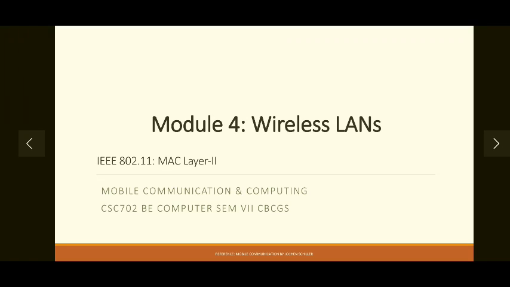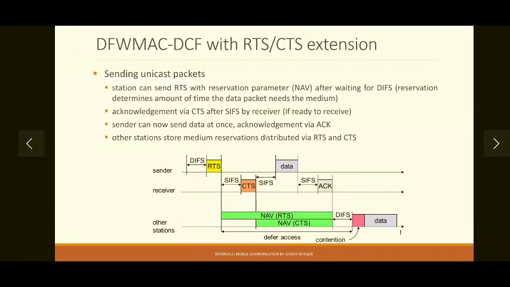Hello everyone. Now in this video we will continue with the explanation of MAC layer. In the last video we have seen the first mechanism implemented in the MAC layer of WLAN, that was DFWMAC-DCF with CSMA-CA. Now in this video we will see the remaining two MAC layer mechanisms which are implemented in the wireless LANs. Okay, so the second mechanism is known as DFWMAC-DCF with RTS or CTS extension.